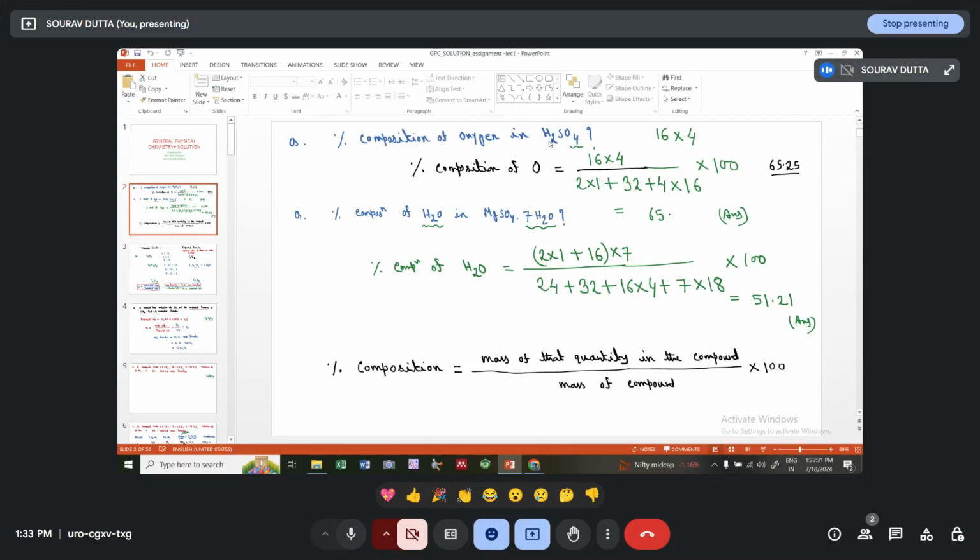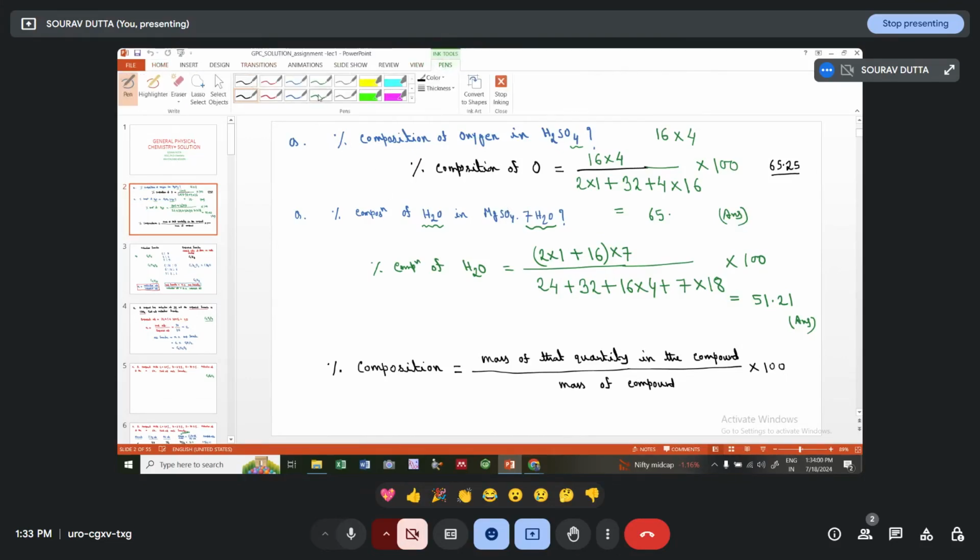Total mass of the compound will be atomic mass of hydrogen 1, sulfur 32. There are 2 hydrogen atoms, so 2 into 1 plus sulfur 32 and 4 oxygen. Atomic mass of oxygen is 16, so 16 into 4, into 100. So the answer will be 65. Exactly, it is not 65, it is 65.25.